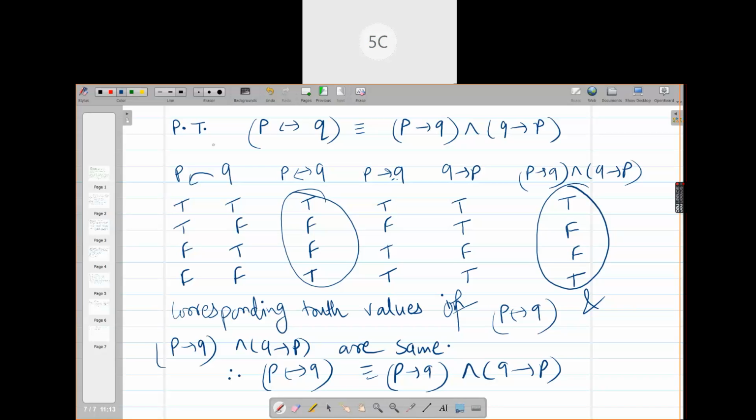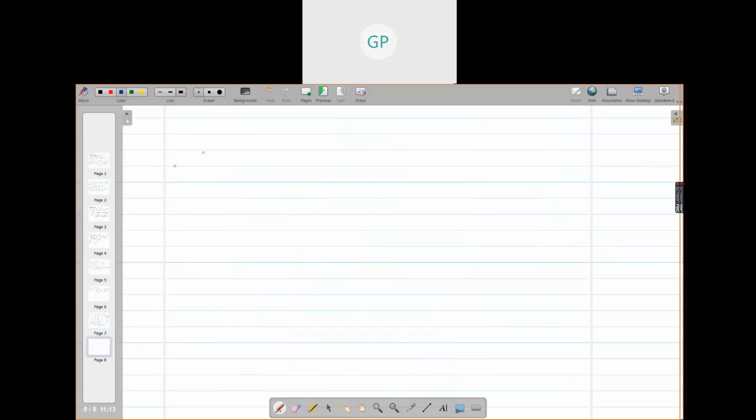Also another important result. When you say P if and only if Q, it means if P then Q and if Q then P. That means the cases where the converse is also true. Now using these logical equivalences, we will see some important results. Some important rules of logic or properties. These are very important properties. So let us see those properties. The first one.